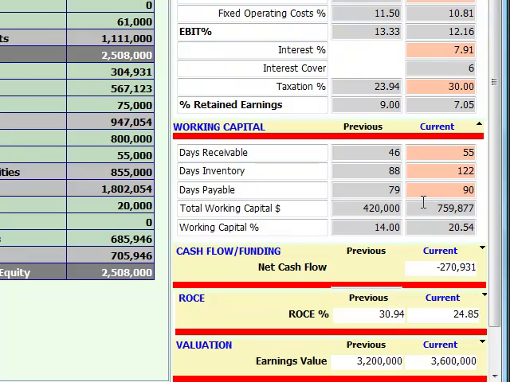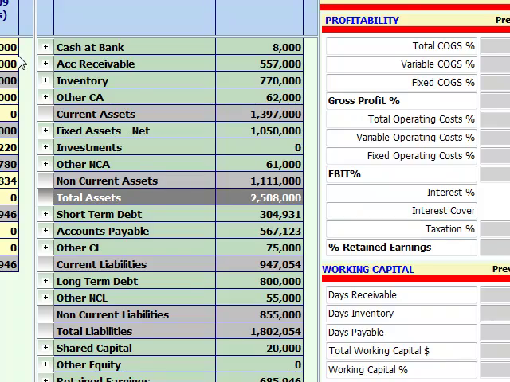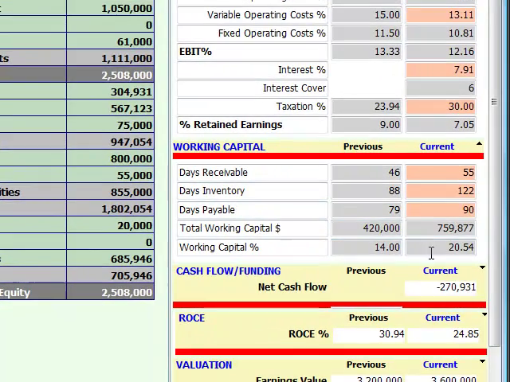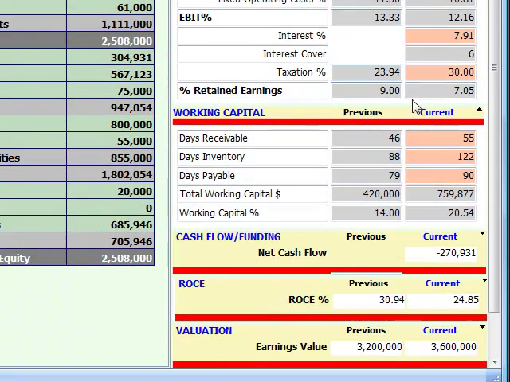Right, working capital per dollar of revenue. 759 divided by $3.7 million will give us 20 cents per revenue dollar. So now we have a comparison. For every dollar of margin, and this is important, for every dollar of margin and every dollar of working capital, we now have a unique comparative.